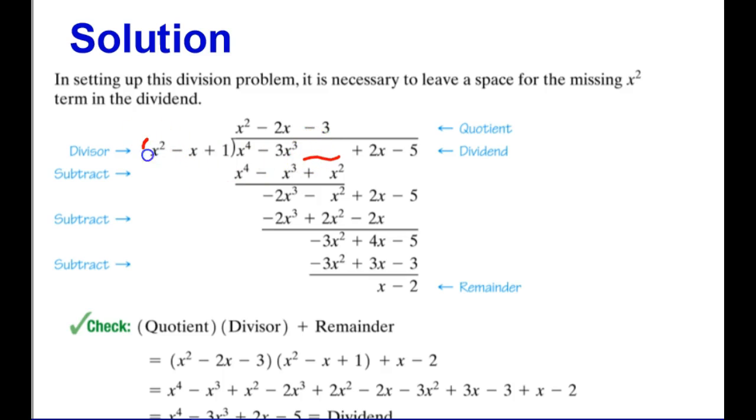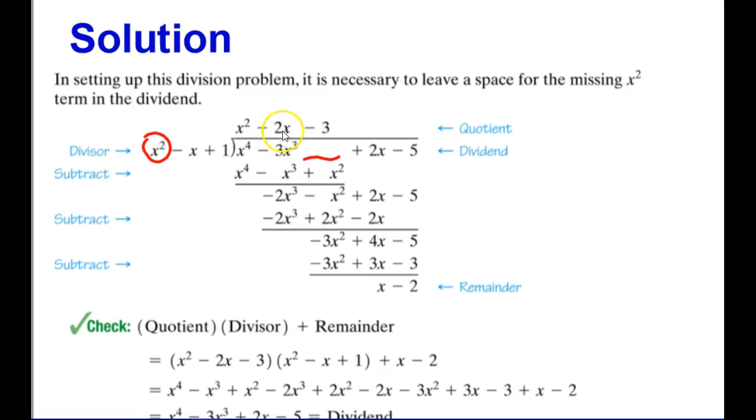So again, I just care about this leading term here. x squared times what gives me x to the fourth? Well, I multiply that by x squared. So now I can multiply this x squared times everything in here. Then I subtract, and I end up with negative 2x cubed minus x squared, and I bring down my 2x and my negative 5.